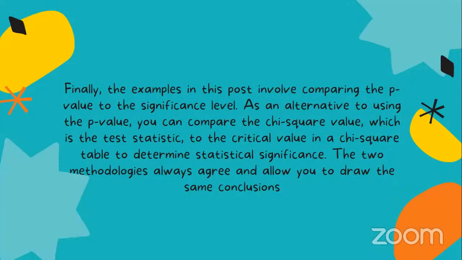Finally, the examples in this post involve comparing the p-value to the significance level. As an alternative to using the p-value, you can compare the chi-square value, which is the test statistic, to the critical value in a chi-square table to determine statistical significance. The two methodologies always agree and allow you to draw the same conclusions.